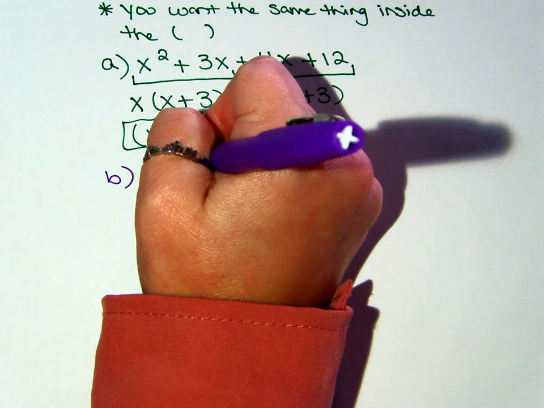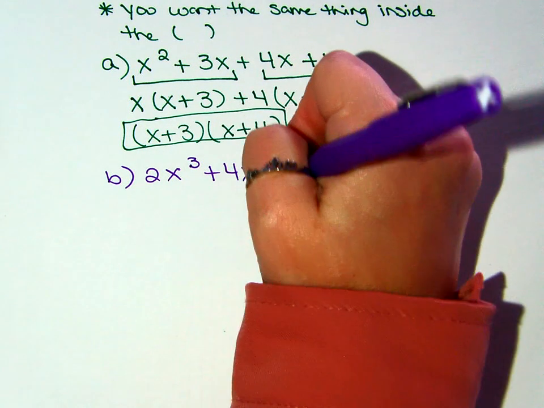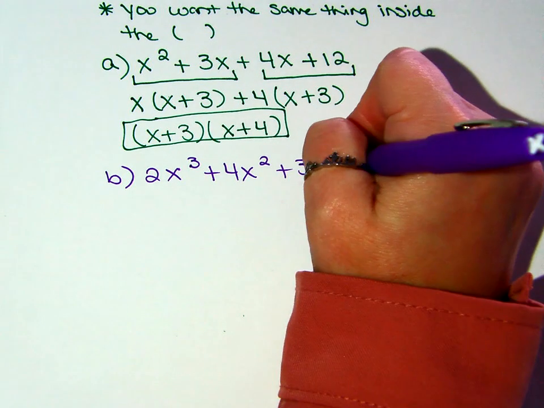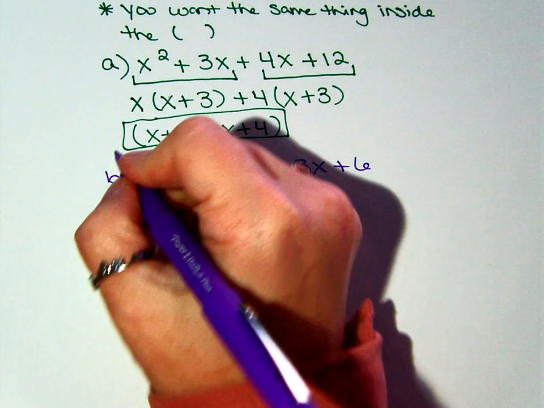2x to the third plus 4x squared plus 3x plus 6. This one is more traditional to what you're going to see actually on the homework and the quiz, because if you'll notice, all of our terms are different. We have an x to the third term, an x squared term, an x, and then a constant term. So they're all a little bit different. But we're going to do the process exactly the same way.